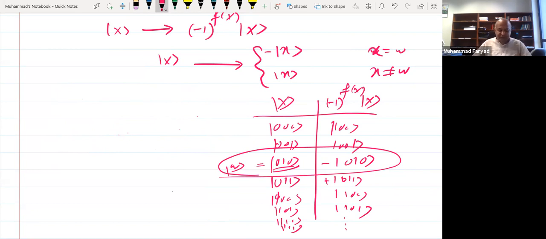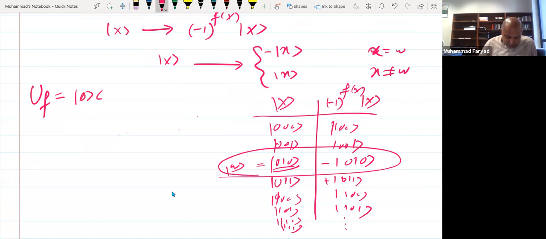Okay, so you understand this oracle now, that it gives a phase to only one basis state, which is the solution, and it doesn't change the sign of any other state. So I can equivalently write this UF like this. UF in operator form, I can write it like this.